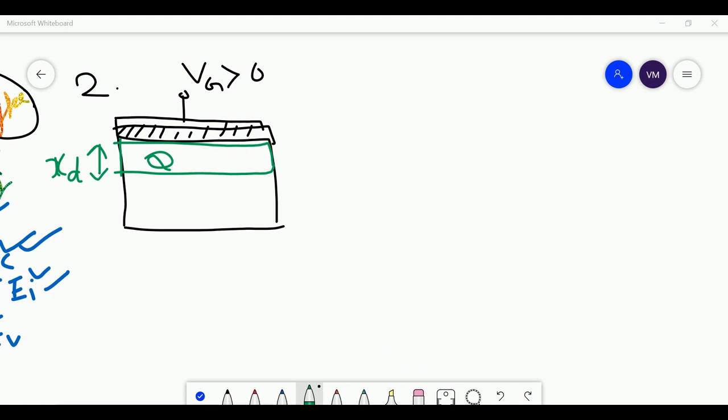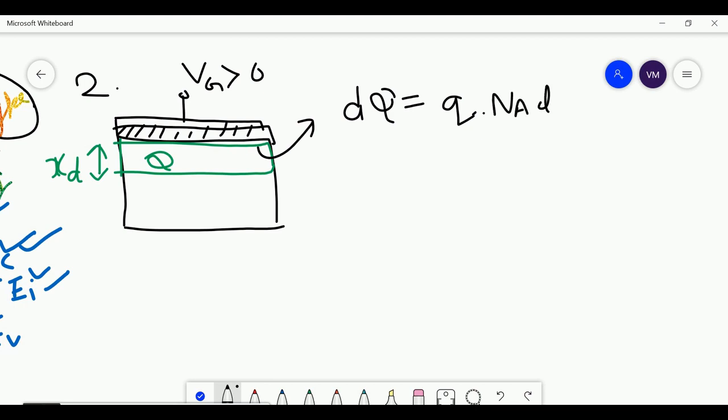Now we will start with the total charge in this small but finite size of depletion layer. So we will start with the charge in this finite layer. Let us say the charge in this finite layer is dq, and that is equal to q multiplied by Na multiplied by dx.